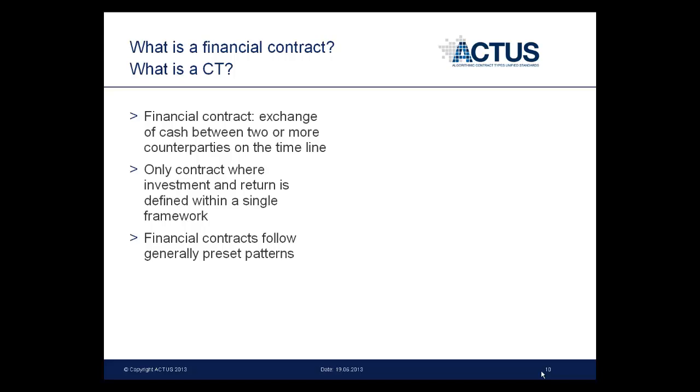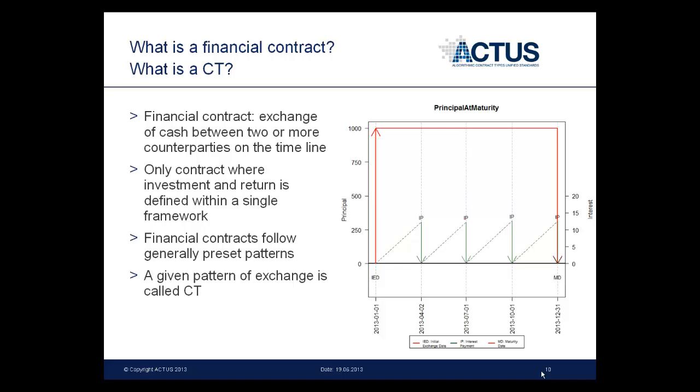Nevertheless, banks haven't made much out of this advantage. Of course, the idea of Actus is to change that. One single pattern we call contract type, or CT. This is an example of such a pattern.